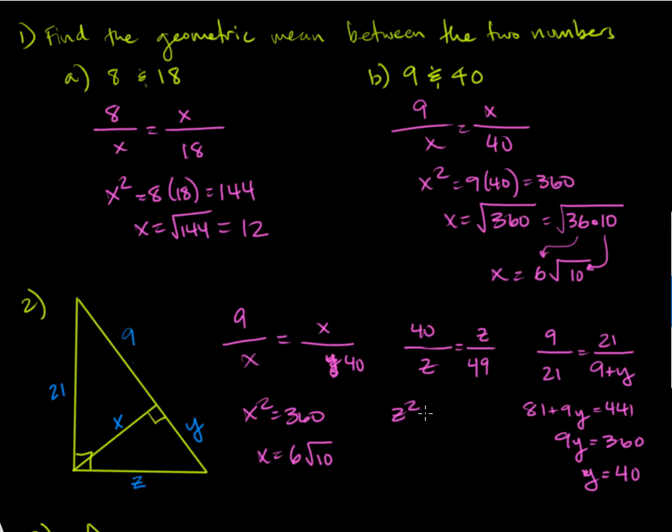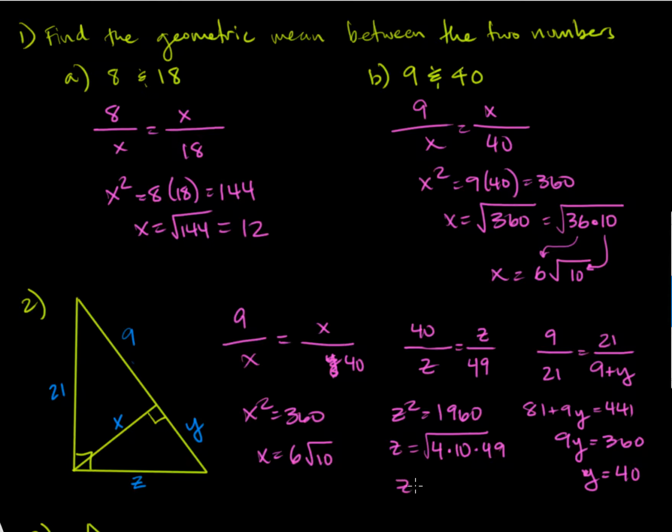Here we have z squared equals 40 times 49. 40 times 49 is 1,960. Now 1,960 is 4 times 10 times 49. I actually just took the 40 that I used right here and broke it apart into 4 times 10.